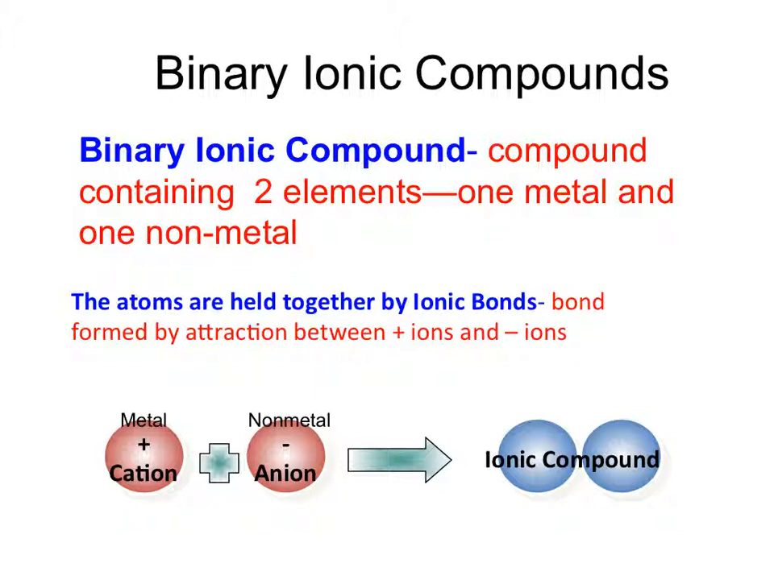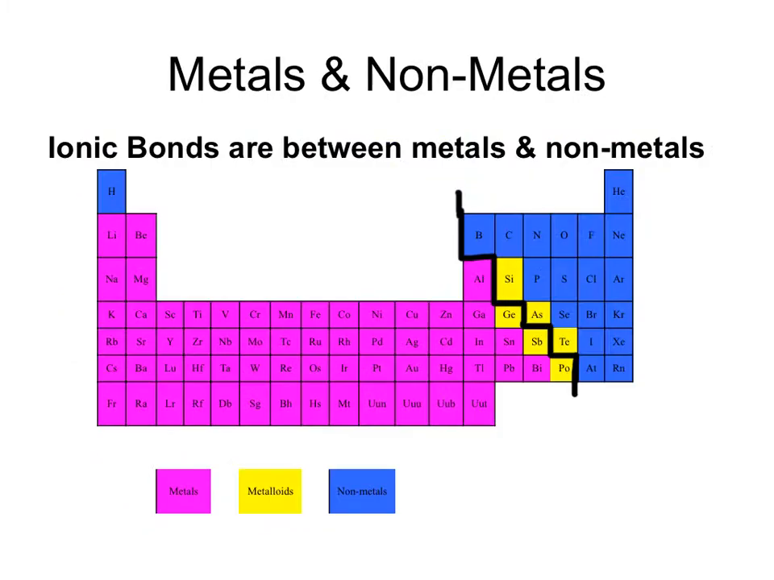An ionic compound contains a metal and a nonmetal. And the metal and the nonmetal are going to be held together by ionic bonds. Remember that metals form cations, which are positively charged, and nonmetals form anions, which are negatively charged, and the positive and negative attraction is very strong and holds the two ions very close together, thus forming an ionic bond.